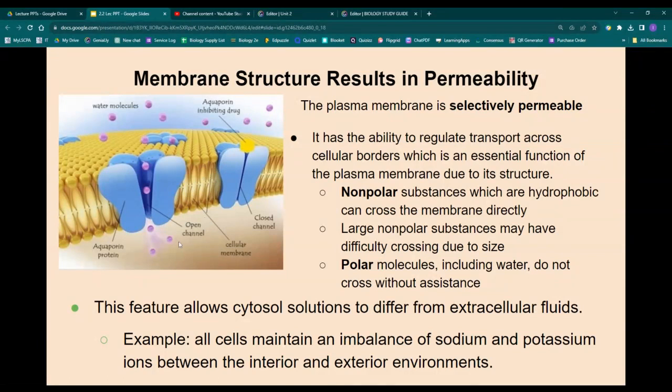Water does not cross here. Water has to cross through something called an aquaporin. An aquaporin is a complex of several different proteins which creates a pore that water can cross through. So membranes are generally considered permeable to water only because of aquaporins, not because water can cross right here. This means that cytosol inside the cell can have a different composition to the extracellular fluid.